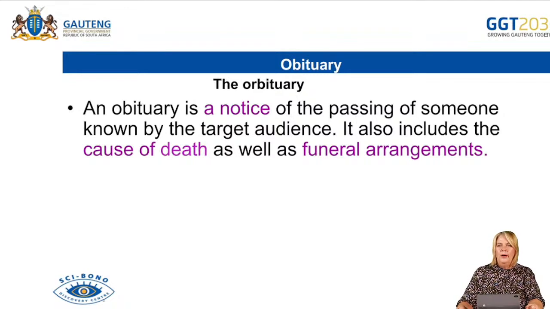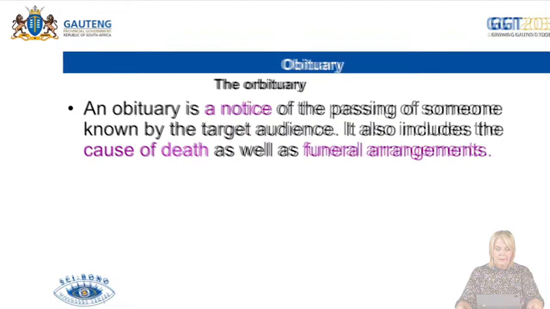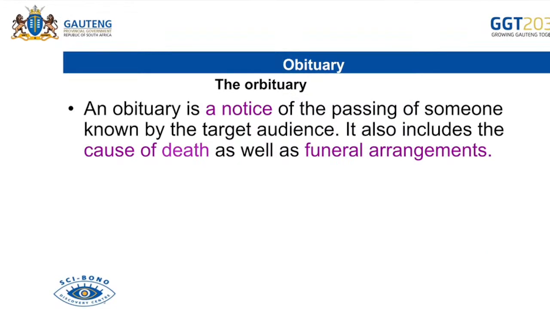The next one we are going to refer to is the obituary, and I'm sure that you have just about done it. If I look at the ATP, the obituary was one of the topics that you had to cover in the last week or two. Now, an obituary is a notice of the passing of someone known by the target audience. It also includes the cause of death as well as funeral arrangements. Now, in this case, there are a number of things that you have to cover, and you have to be very careful that you cover everything properly.